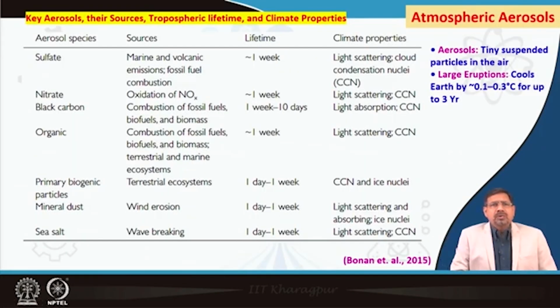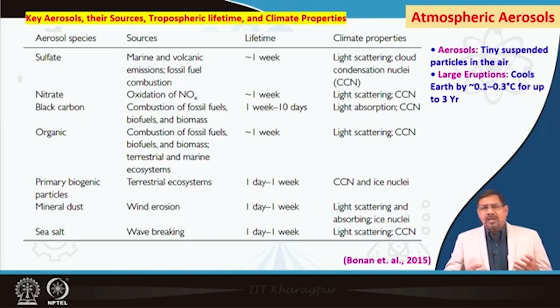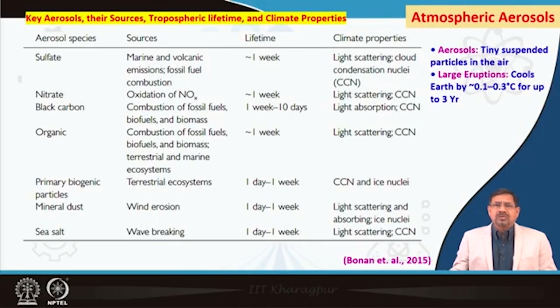Now, let us move on to the aerosols, their sources, tropospheric lifetime and climate properties. Aerosols are very tiny suspended particles in the air. Large eruptions cool the earth by about 0.1 to 0.3 degrees centigrade for up to 3 years. So, friends, history says that a lot of our deserts have been formed when we had a lot of aerosols and a lot of eruptions.